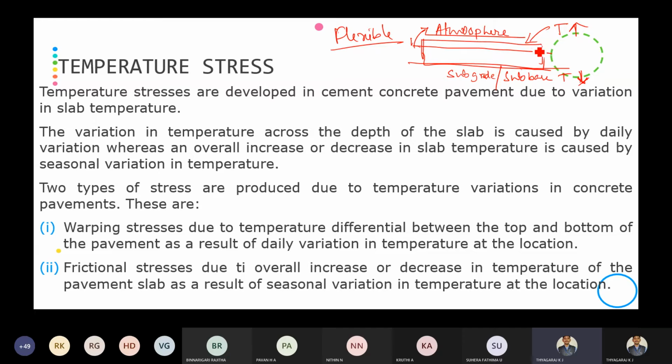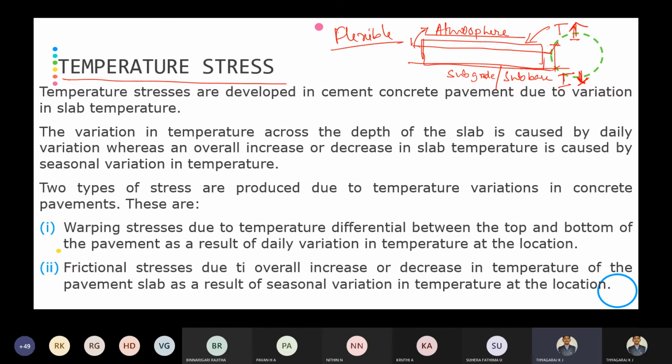So remember, when the slab is exposed to the atmosphere, the temperature of the slab will be high, and when the slab is not exposed, the temperature will be less. So when there is a difference in temperature, temperature stresses are going to develop. If the temperature of the slab at the bottom is equal to the temperature at the top, if both are equal, there will be no temperature stresses. If there is any change in temperature between the top and bottom of the slab, there exist temperature stresses in the cement concrete pavement.